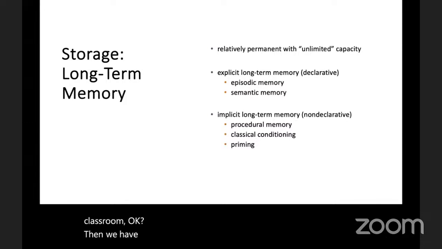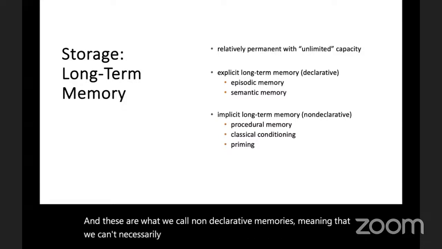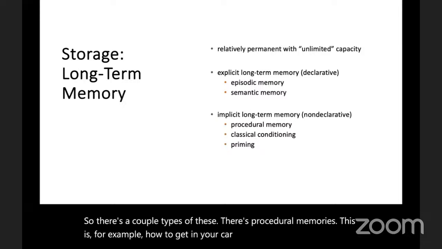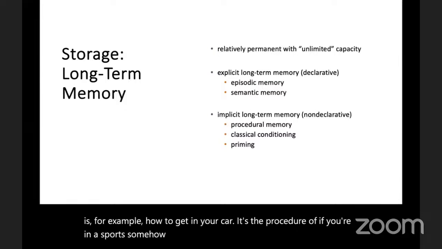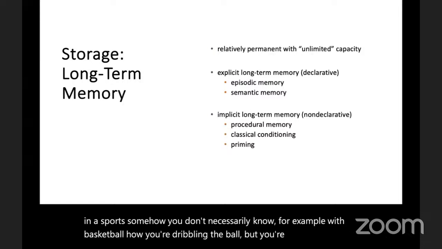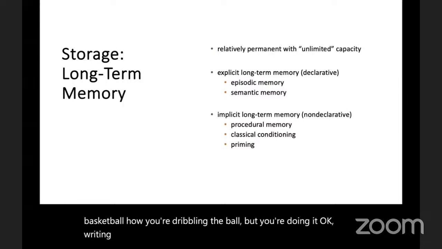Then we have implicit long-term memories. And these are what we call non-declarative memories, meaning that we can't necessarily say how it's done, but we can do it, okay? There's a couple types of these. There's procedural memories. This is, for example, how to get in your car. It's the procedure of, if you're in a sport somehow, you don't necessarily know, for example, with basketball, how you're dribbling the ball, but you're doing it, okay? Riding a bike is another good example of a procedural memory.